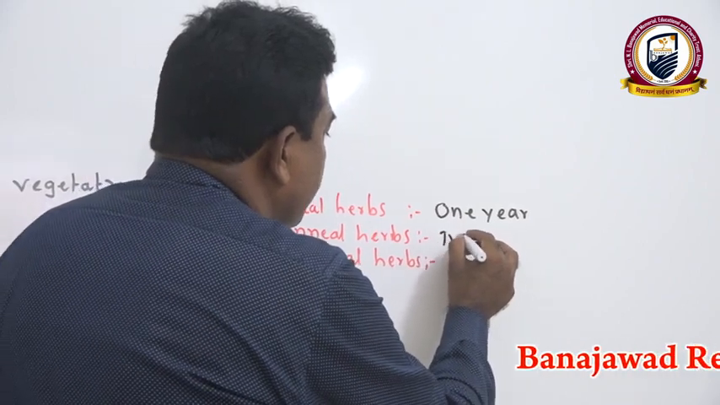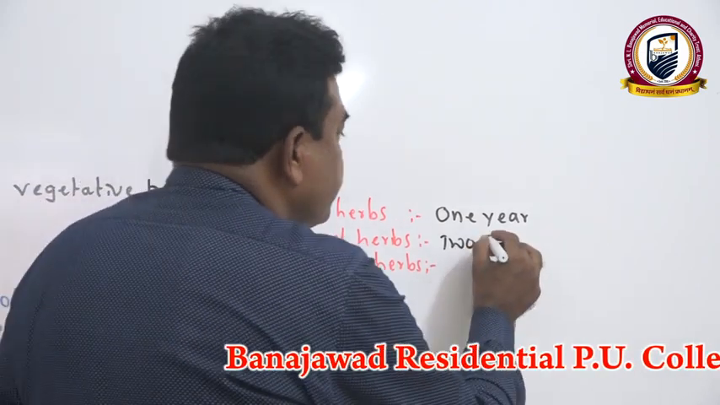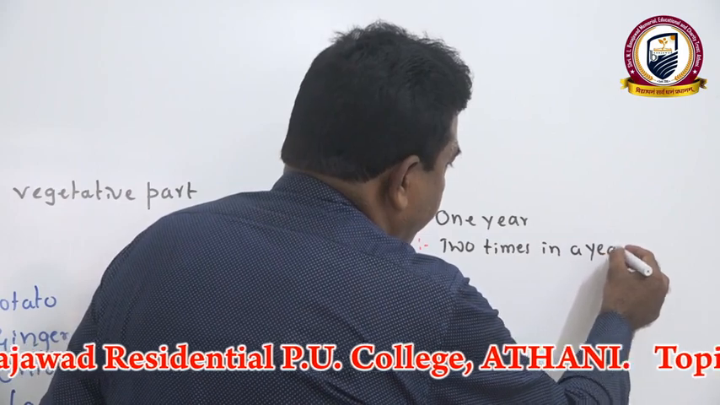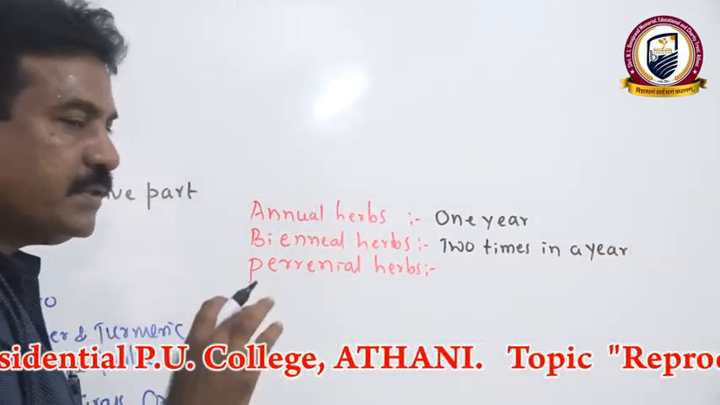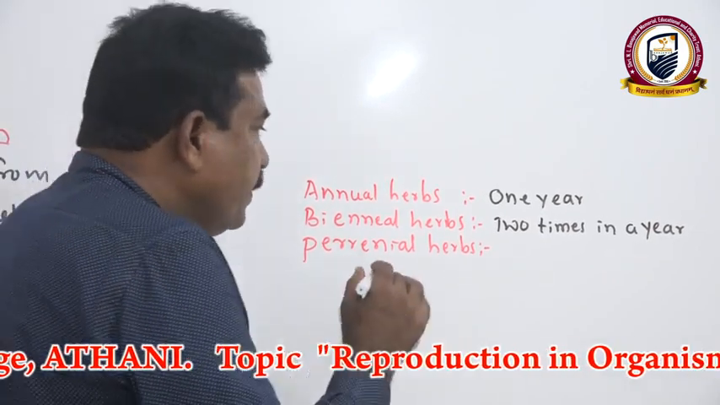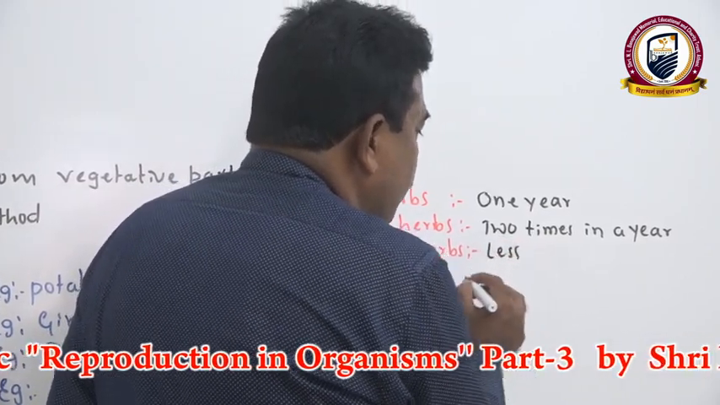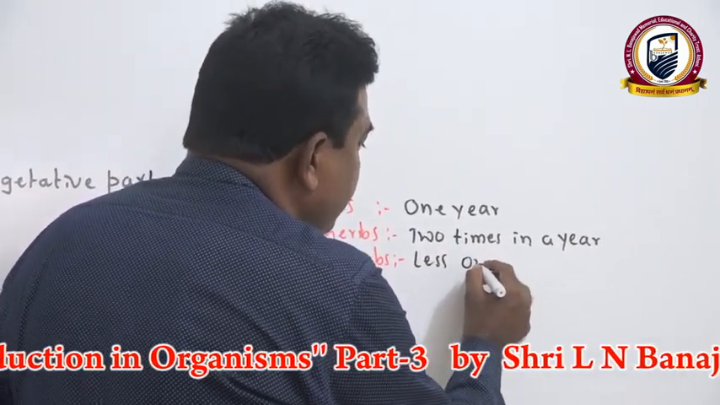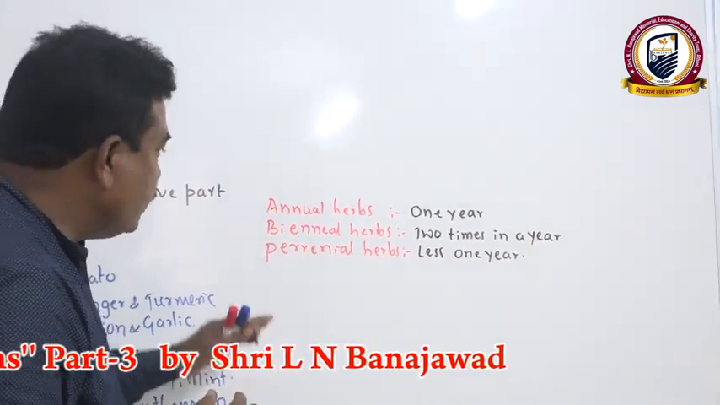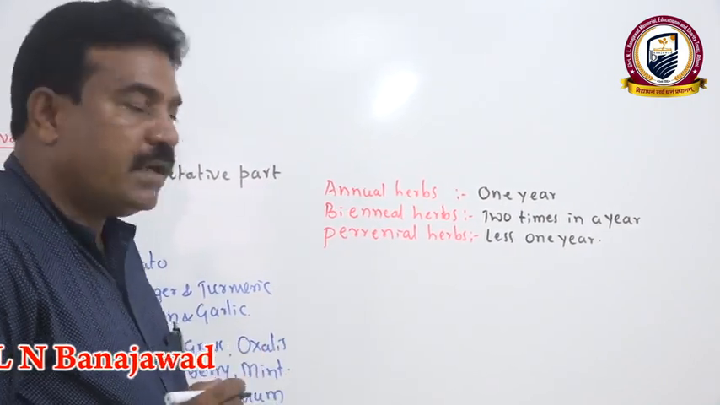Biennial herbs complete their life cycle 2 times in a year. Bi means 2. That means they complete it within a minimum of 6 months. Then perennial herbs are the only specialized herbs. They complete their life cycle in less than 1 year but more than 6 months. That means they are intermediate between annual herbs and perennial herbs.